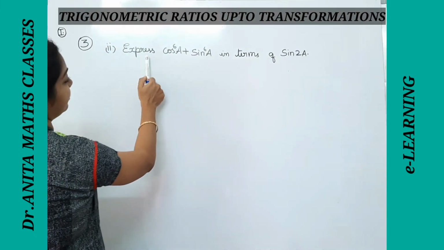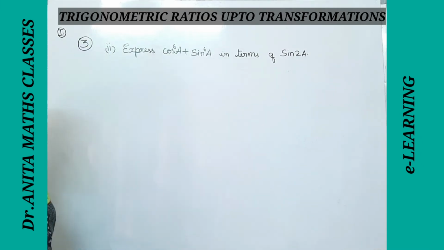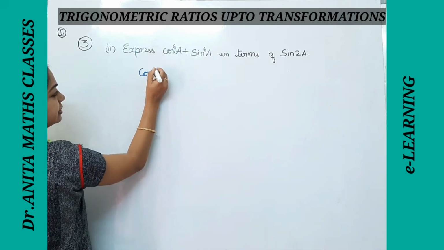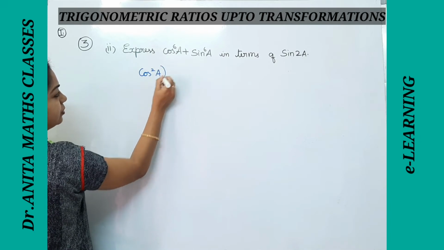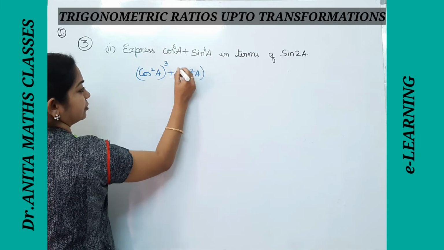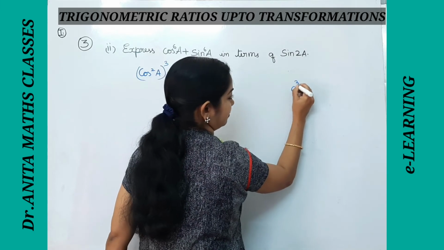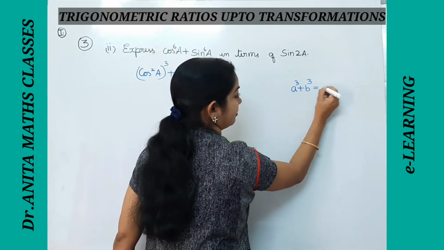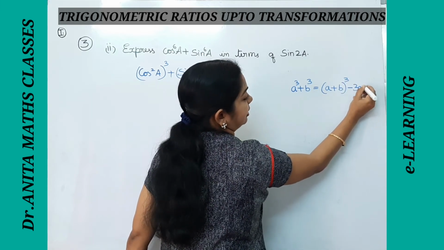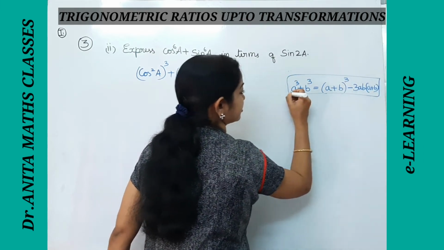Here, second one, express cos 6a plus sin 6a in terms of sin 2a. Okay, here this is 6 and this 6. Let us write this in the form of cos square a whole cube, I can write, and sin square a whole cube. So this, let us write in the form of a cube plus b cube. We know the a cube plus b cube formula, but we can write this as a plus b whole cube minus 3ab into a plus b. Okay, this form we will use.